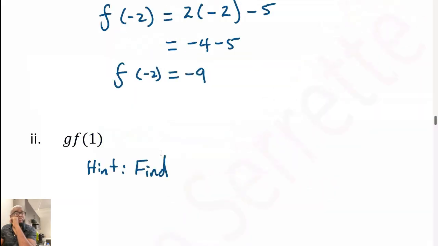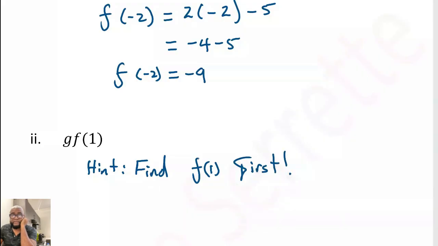Now my hint for part 2 is to find f of 1 first, right? Find f of 1 first. Work out that first, then whatever this is equal to, put it into g, right? But they need to work out this first. Work out this first, Ramon. Work out that first, right?